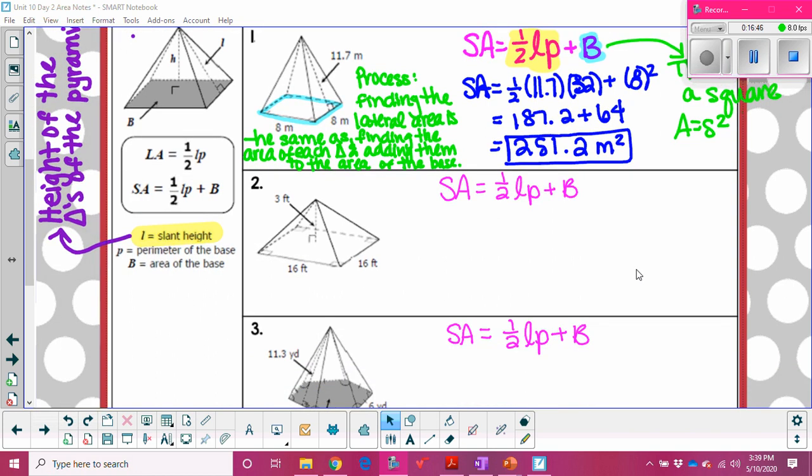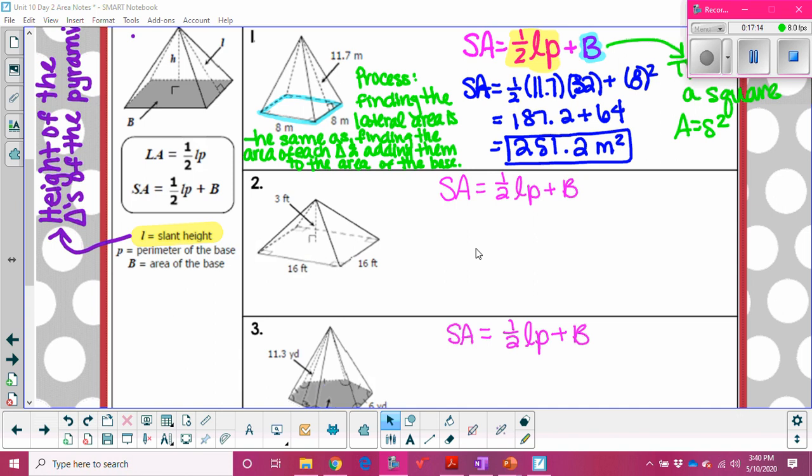Okay, so looking at number 2. For this one, we don't know what the slant height is. We have the height from the base to the top, but we don't know the slant height, which is the height of this triangle right here, or this triangle right here, or that one, or that one. It's all the same thing. So what we're going to have to do is draw a triangle in there.